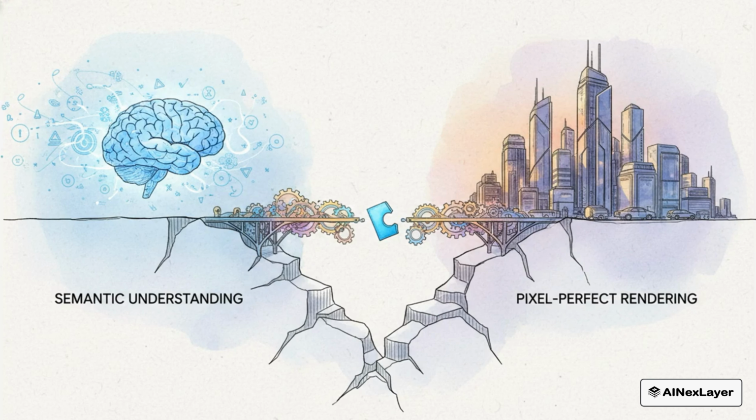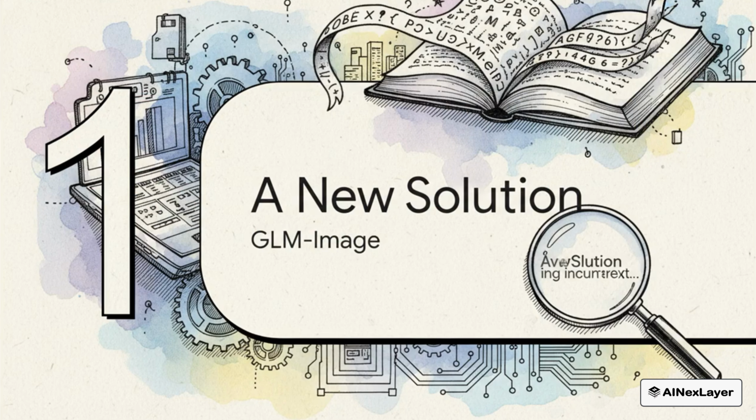It all comes down to this gap. A gap between understanding what to write and knowing how to write it. It's the difference between a concept and its flawless execution. But that gap is finally being closed. And the solution is called GLM Image. It's a new open source model that was built from the ground up to solve this exact problem, to nail text and images, and to follow incredibly complex instructions with a kind of precision we haven't really seen before.